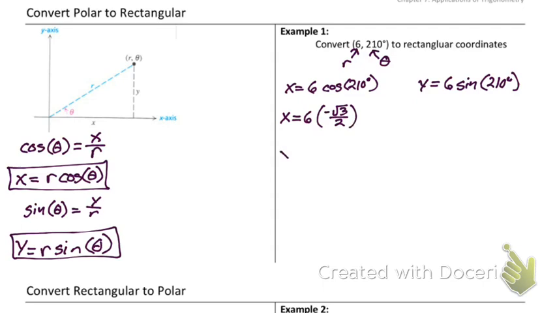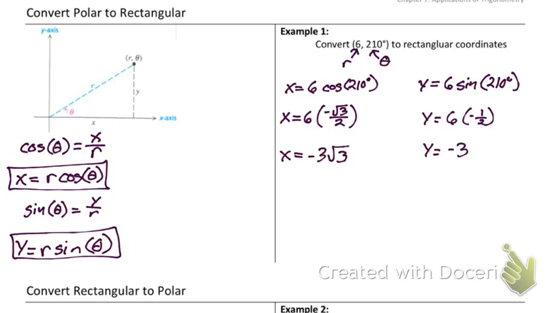So that one's just going to be x equals negative 3 square root of 3. Our y value, since 210 is in quadrant 3, both have to be negative. Square root of 3 over 2 always matches up with 1/2. So that's going to be 6 times a negative 1/2. So y is going to equal negative 3.